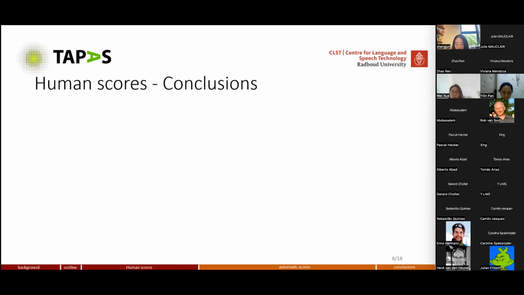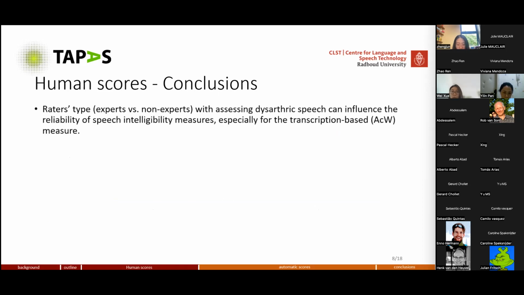So from the results I just presented, we can conclude that the readers' type, whether they are expert or not expert, with assessing dysarthric speech can influence the reliability of speech intelligibility measures, especially for the transcription-based measure.